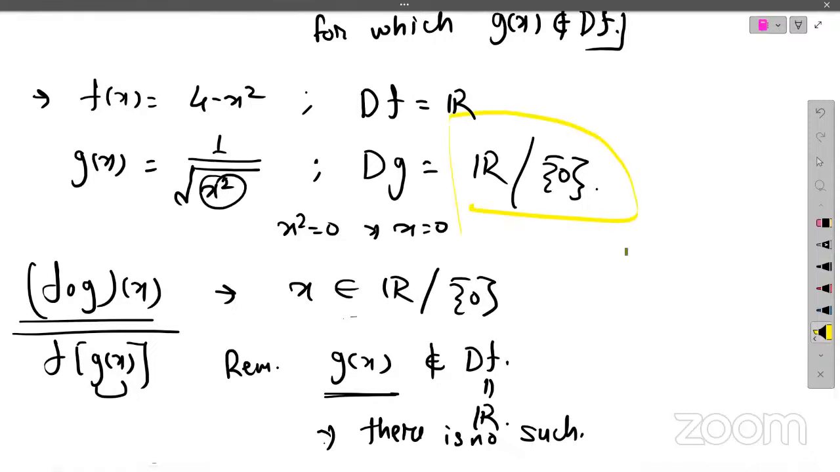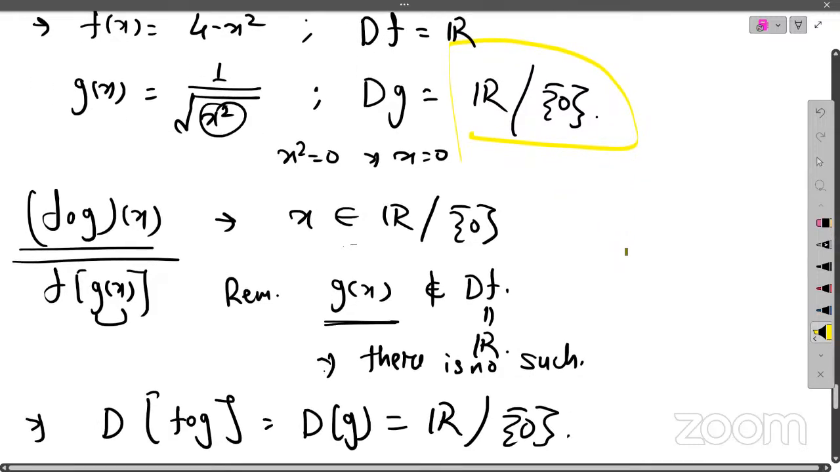Because g is nothing but 1 by x square. So 1 by x square is not well defined when we put x equals 0. It will give us an infinite value, right? So that's why the domain of g is real numbers minus 0. Now here, g of x is well defined if you take any point from real numbers minus 0.